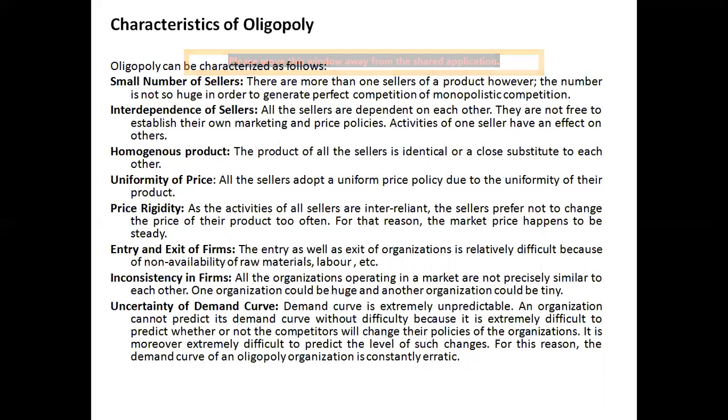So the characteristics are a small number of sellers who are interdependent on each other, selling homogeneous as well as differentiated products. Sellers adopt a uniform price policy due to the uniformity of the product. As the activities of all sellers are interdependent, sellers prefer not to change the price of their product too often. Entry as well as exit is relatively difficult because of the non-availability of raw material. The organizations operating in the market are not precisely similar to each other, and the demand curve is extremely unpredictable in oligopoly competition. An organization cannot predict its demand curve because it is extremely difficult to predict whether or not the competitor will change their policies.